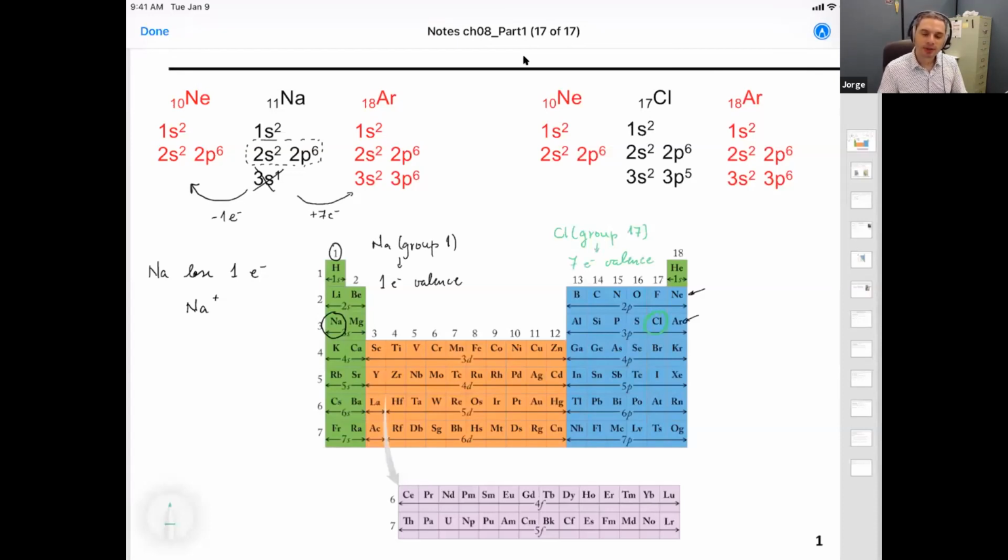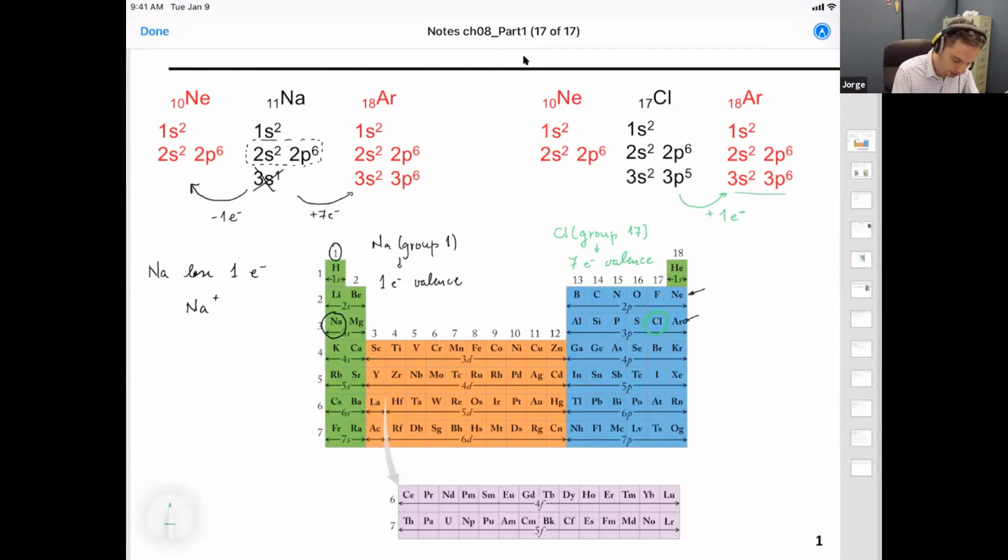7 electrons is not a stable electron configuration. Remember that we have to have 8, the noble gas configuration. 7 is not there, but it's really close. Looking at the electron distribution of chlorine, we see here the 7 electrons in the third shell. Stability is going to be achieved by gaining 1 electron, and then we get the configuration of argon, which is stable because it has 8 electrons in the valence shell.